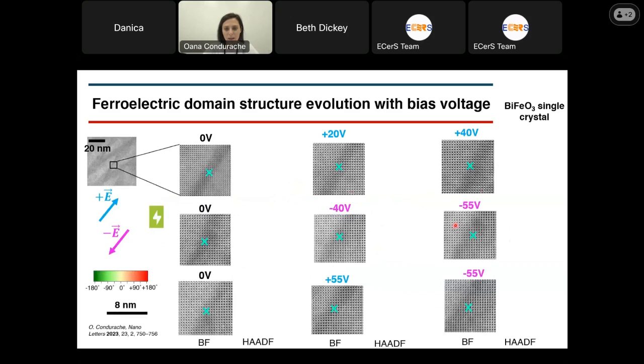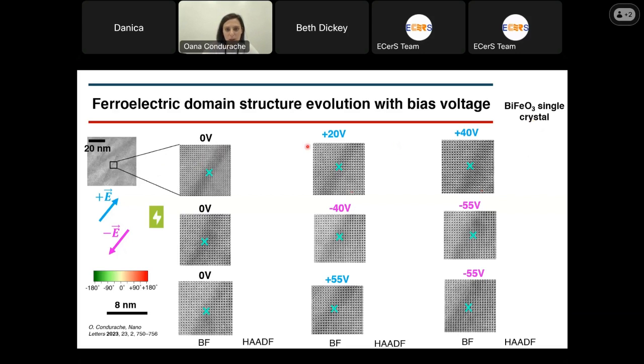And I would like to end with one study that is done at the atomic scale, which follows the movement of one single domain wall. In this case, it is a bismuth ferrite single crystal. And I know that for bismuth ferrite, the coercive field is quite large. In fact, we were wondering if we could even reach it in this experimental setup.